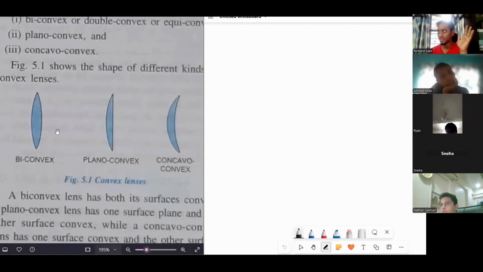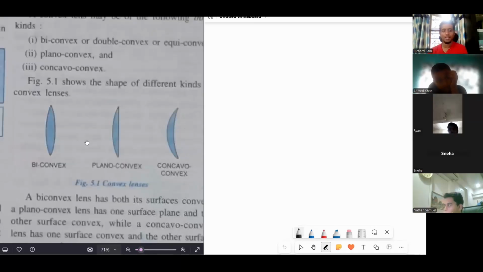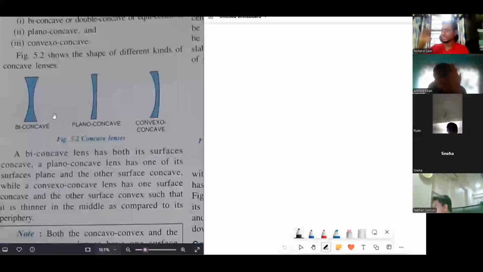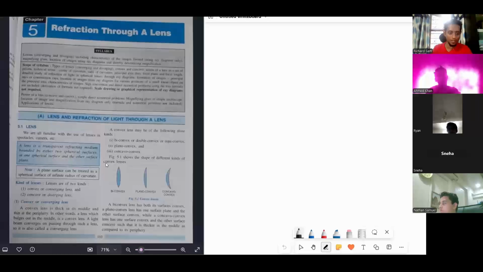The shape can be anything. The condition for a convex lens is that the center part should be thicker than the edges, the borders. The second type of lens is a concave lens. Concave is like a cave inside, right? In the concave lens, the middle portion is narrower, and the borders, the outer portion, are thicker. So, two types of lenses.